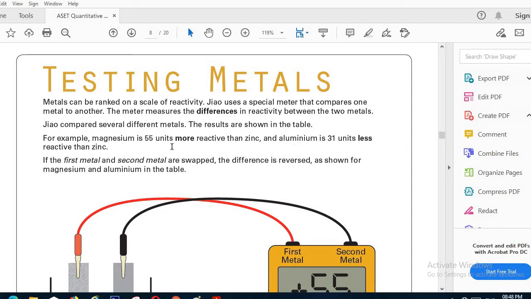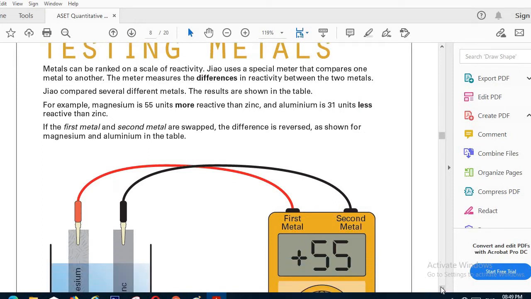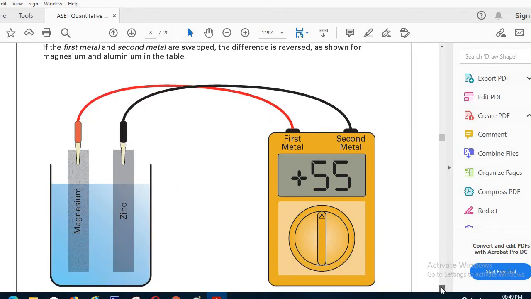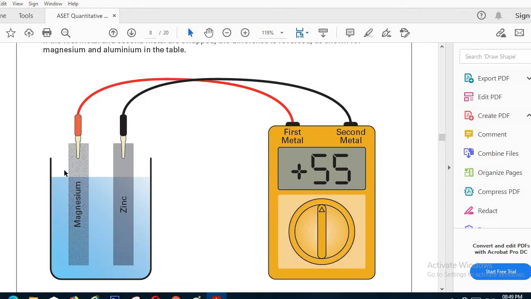So this is the example. You just need to look at how we are going to solve this question. We have a table of metals. If the first metal and second metal are swapped, the difference is reversed, as shown for magnesium and aluminium in the table. Here you can look at the diagram. The red wire is connected to magnesium, and the red wire is the first metal. The second, black wire is connected to zinc, and zinc is the second metal.